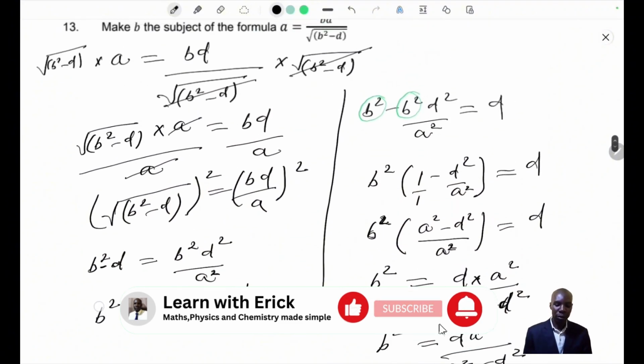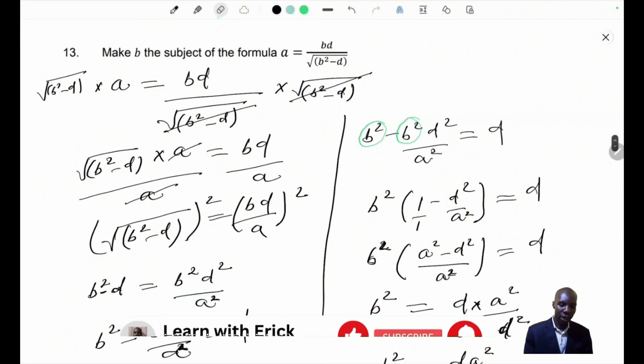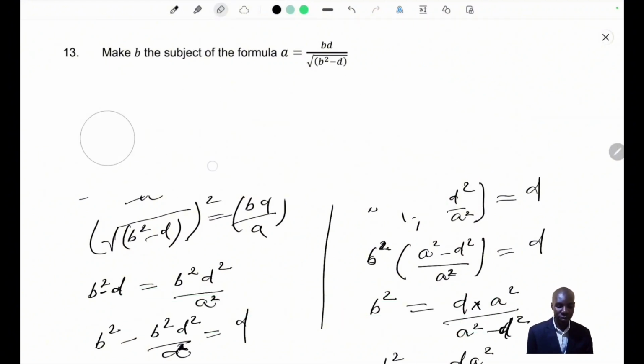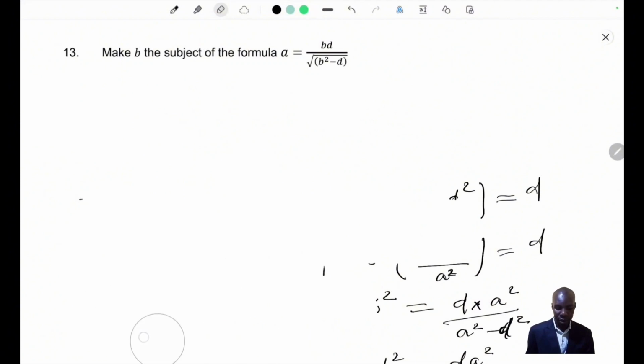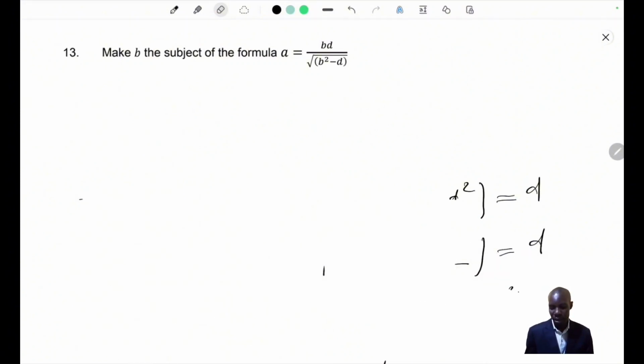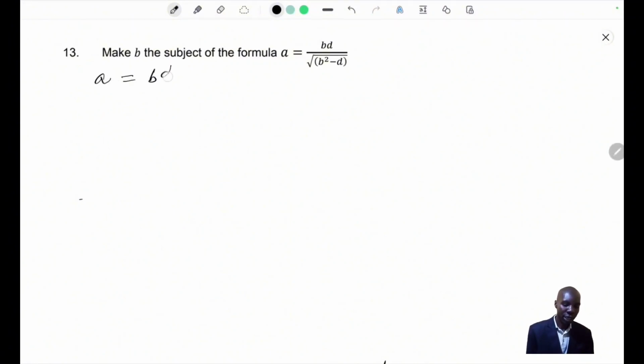But I want to repeat this question. Let me repeat it. We are told make B the subject of the formula A equals BD over root of B squared minus D squared. So what we are given is A equals BD over root of B squared minus D, like that.